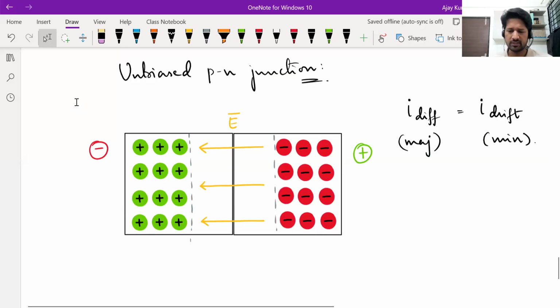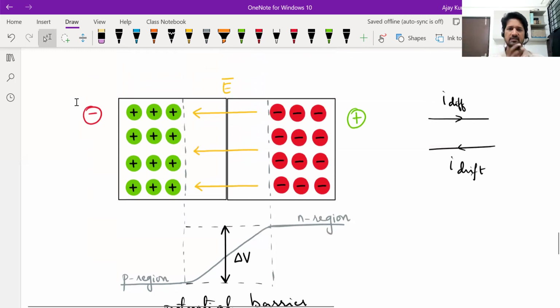Now, how do we favor any of these processes, diffusion or drift? You can do that by adjusting the strength of the electric field in the depletion region. Due to that electric field, there is a potential barrier between the N side and the P side, and the electrons won't have sufficient energy to jump over that barrier. If you make the electric field weaker, the potential difference between the P side and N side will decrease, and electrons will easily be able to jump over from the N side to the P side. So if you weaken the electric field in the depletion region, you will be favoring diffusion.